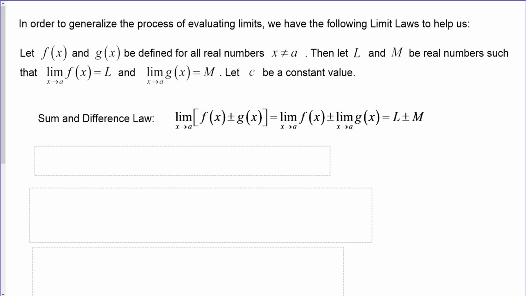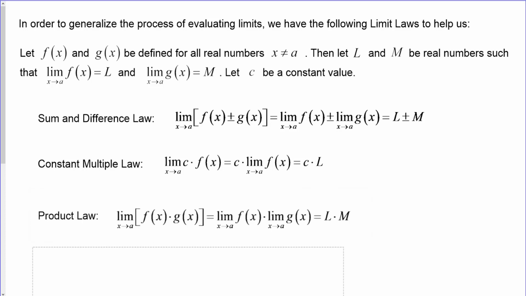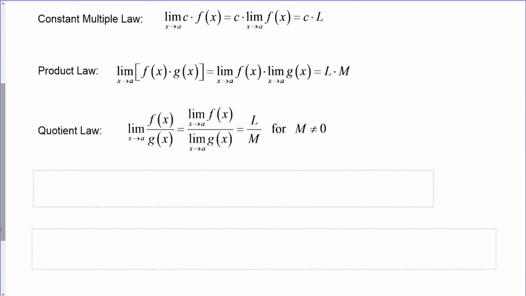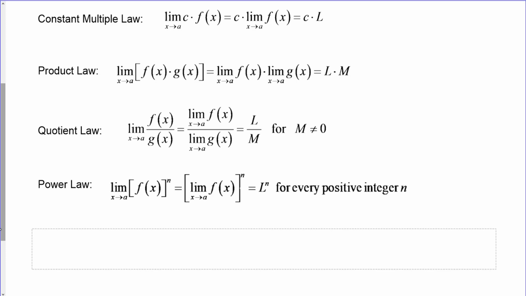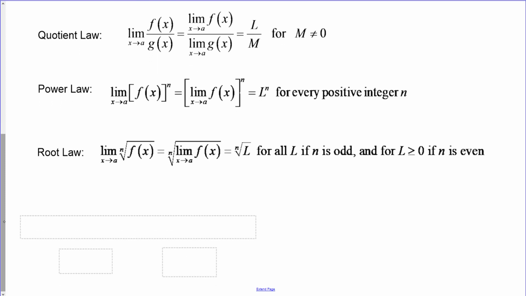And that doesn't affect the limit itself. The same thing is true with a constant multiple law. You can take the limit of some constant multiple of a function, or take the limit of the function times a constant multiplier. It doesn't affect the limit. There's a product of functions law, a quotient law. The only thing you have to be careful with in the quotient law is division by 0. But then you have powers, which work fine, and roots of any order work fine.